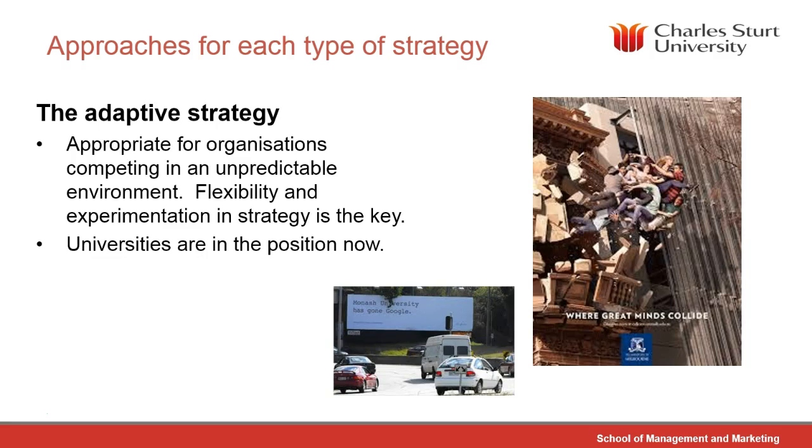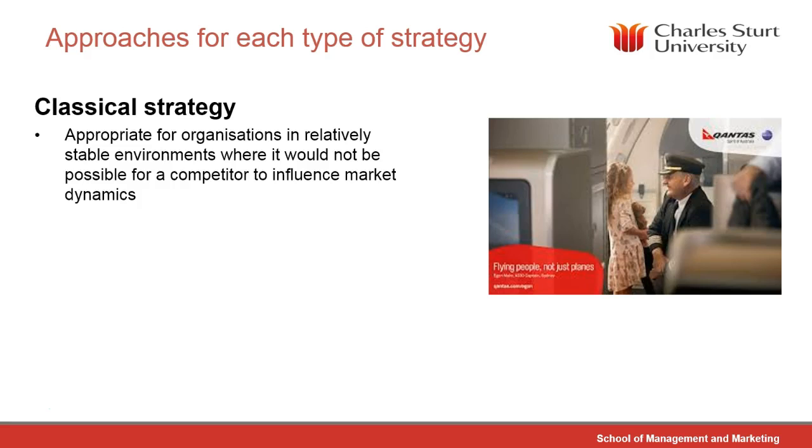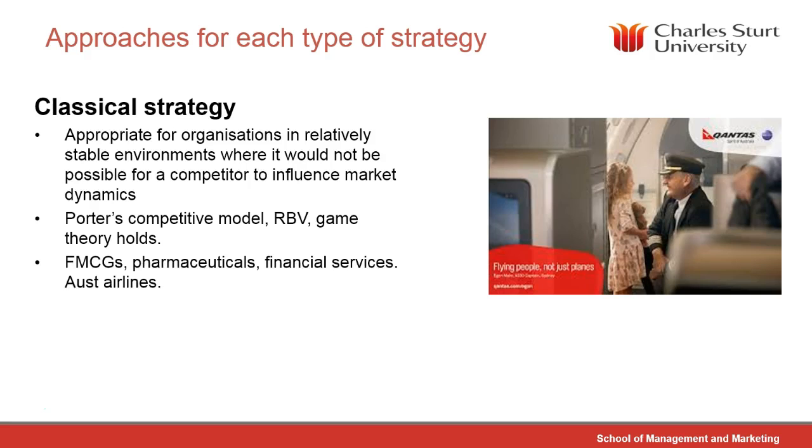Universities around the country are very much in this position now, given the unpredictability: government policy changes, demographics, the globalisation of that industry. A classical strategy, on the other hand, is appropriate for organisations in relatively stable environments where it would not be possible for a competitor to influence dynamics. Porter's competitive model, the relative business value chain and game theory hold here. Fast-moving consumer goods, pharmaceuticals, financial services and Australian airlines are good examples of this type of industry.